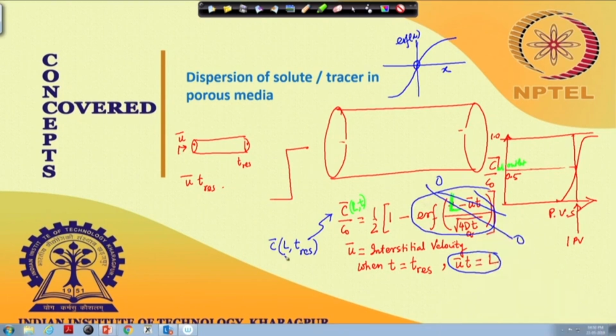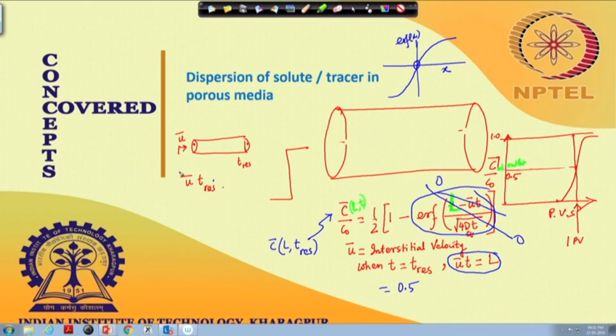So this whole error function term becomes 0 when z is equal to L and time is equal to t res, that means the residence time. Then this becomes half into 1 minus 0, which is 0.5. What it means is that after I injected 1 pore volume, that is the definition of 1 pore volume, the flow that has taken place until the residence time, multiplying the length by the area and the porosity gives me the pore volume.